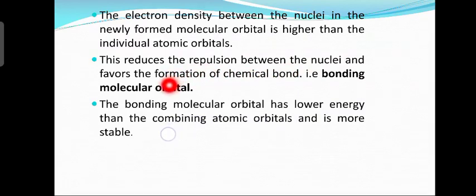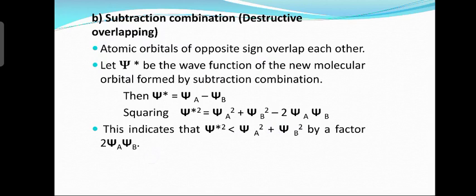So, this will lead to what, or this will favor what? Chemical bond. So, that is nothing but bonding molecular orbital. The bonding molecular orbital has lower energy than the combining atomic orbitals and is more stable. So, bonding molecular orbital has lower energy than the combining atomic orbitals and is more stable.